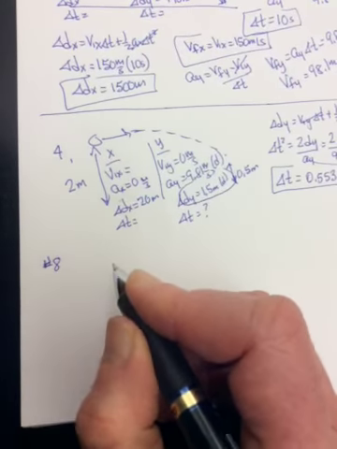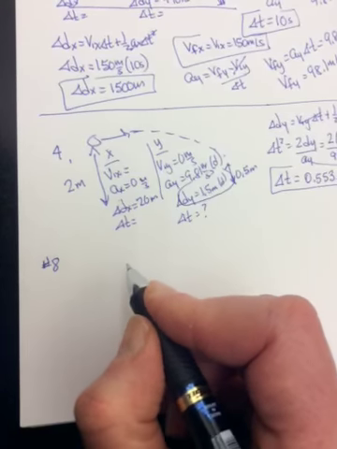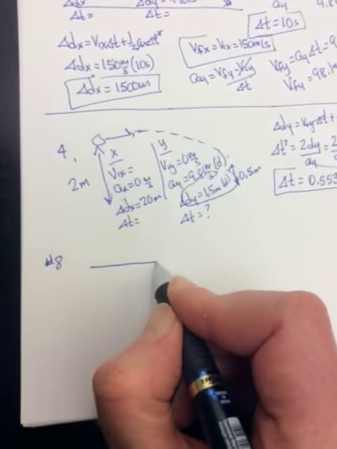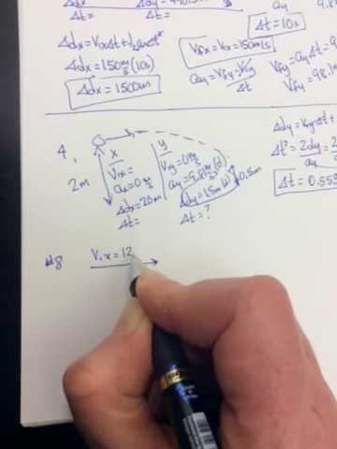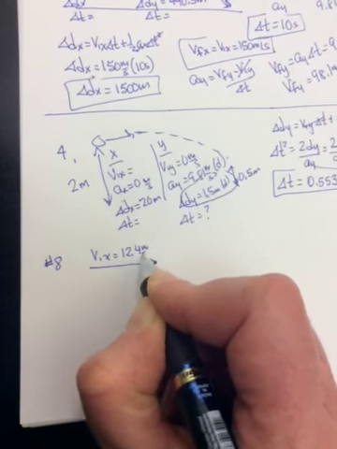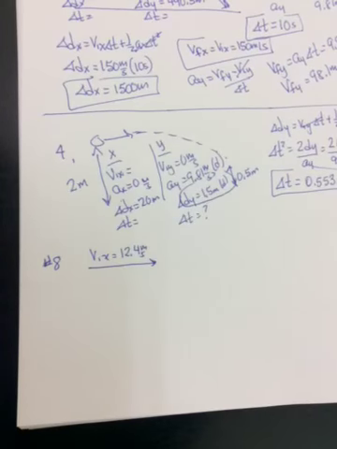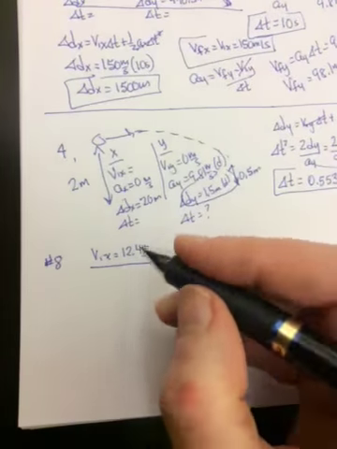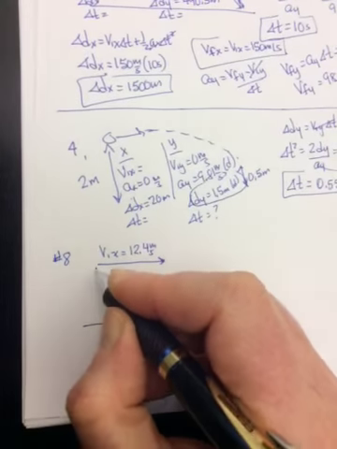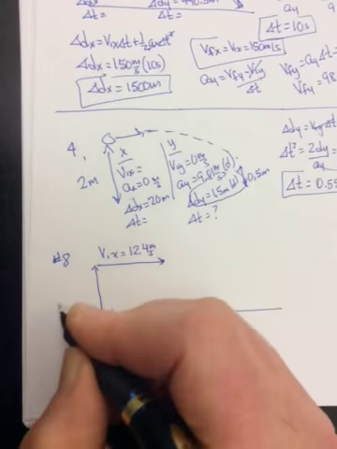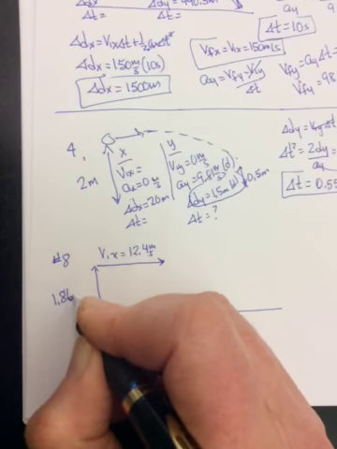Number 8 says, a dart player throws a dart horizontally at a speed of 12.4 meters per second. So our VIx is 12.4 meters per second, at a height of 1.86 meters. So if this is the ground, we're releasing it from a height of 1.86 meters.